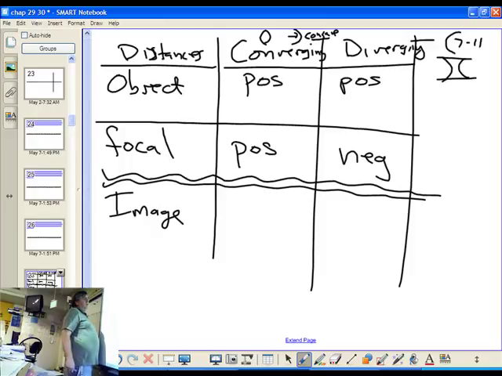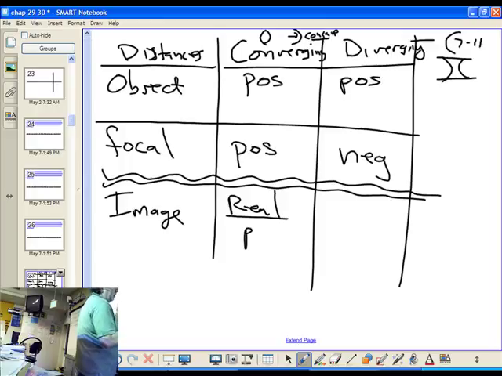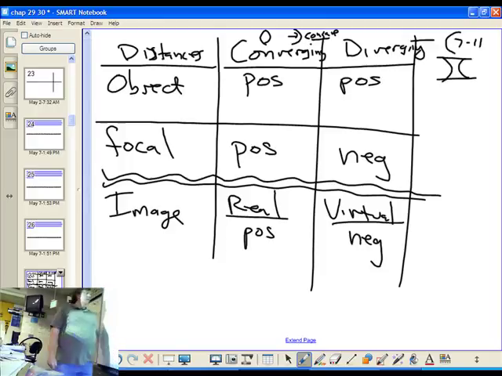Now, image, we're going to do a little differently. Real image, positive. So the image distance for a real image is positive, for a virtual image is negative. And the reason we don't put them on here is because can a converging lens or mirror make a virtual image? Yes, they can be real or virtual, where diverging is always virtual. But a real image will always be positive. A virtual image will always be negative.